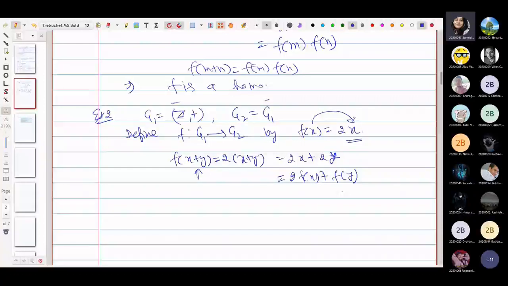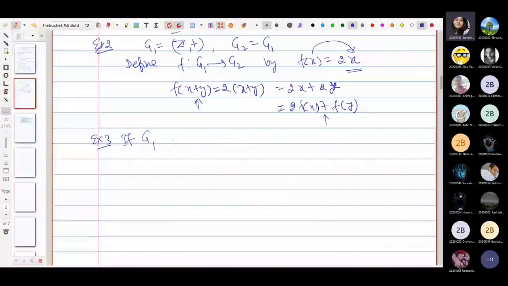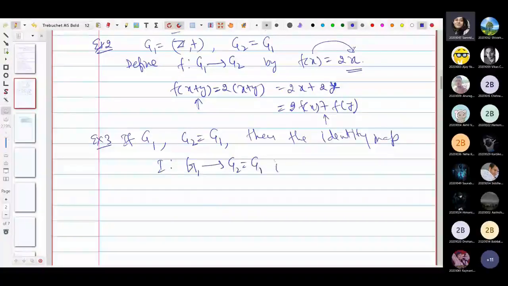So another example, number 3. If you are taking any abelian group G, let us take another example. Let G1 and G2 be groups, and G2 equals G1 itself. Then the identity map I from G1 to G2, where G2 is nothing but G1, is a homomorphism, and moreover it is going to be an isomorphism also.